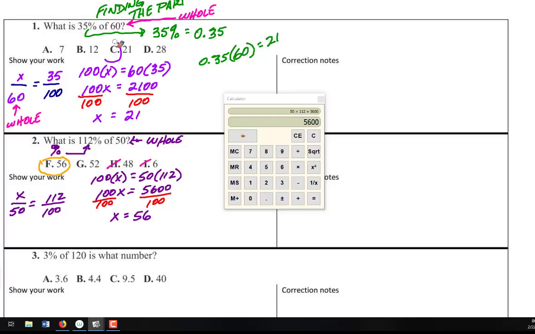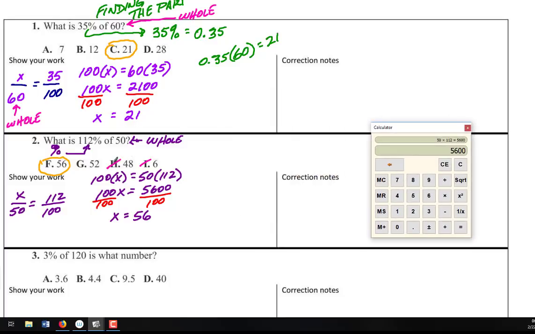Now again, let me just change my answer up here to orange. Now again, we can also solve this, since this is a finding the part problem. We could also solve it by taking our 112%, making it into a decimal, 1.12, and then multiplying the 1.12 times the whole, times the 50. 1.12 times 50 equals, no surprise there, 56.